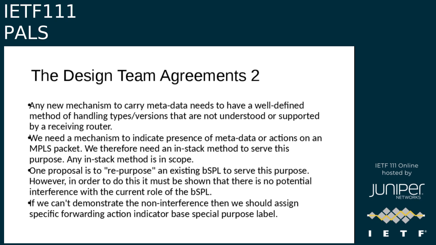One proposal is to repurpose an existing base special purpose label to serve this purpose. However, to do this, it must be shown that there is no potential interference with the current role of that bSPL. If we can't demonstrate the non-interference, then we should assign a specific forwarding action indicator based special purpose label. In other words, if we're going to break the existing applications that are associated with that bSPL, we can't enhance it to a new purpose. We would have to use a new SPL. Next slide, please.